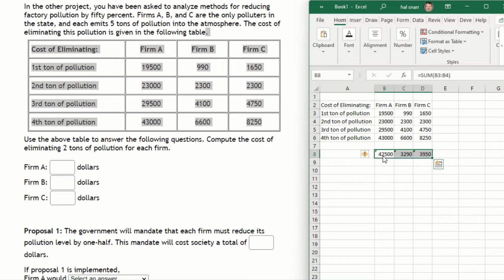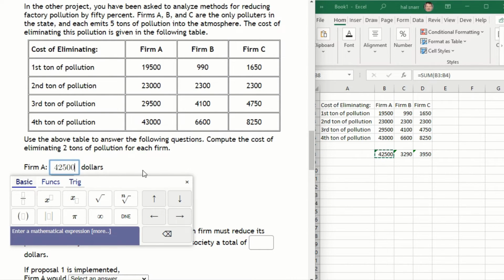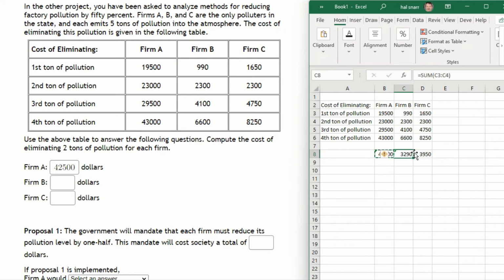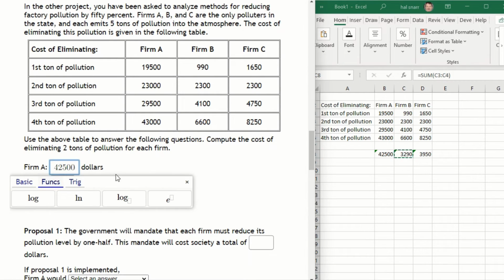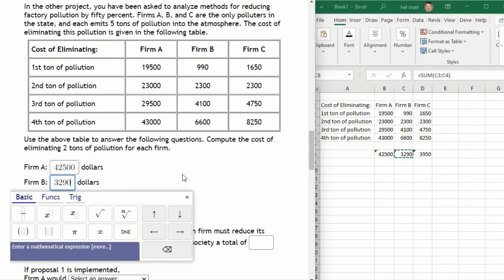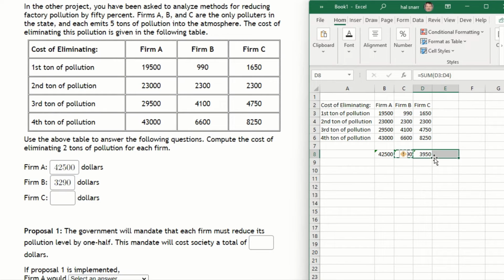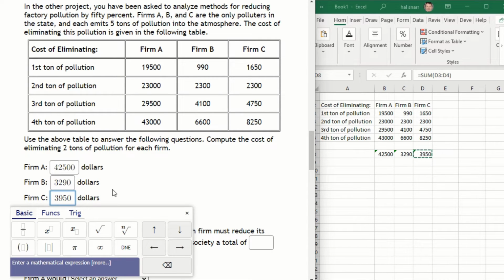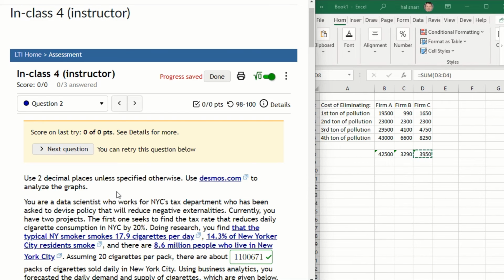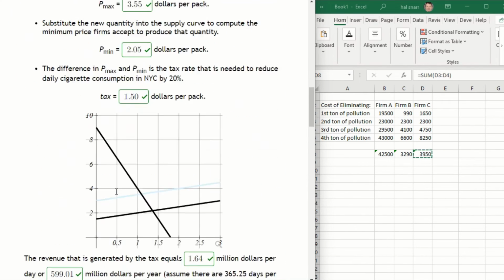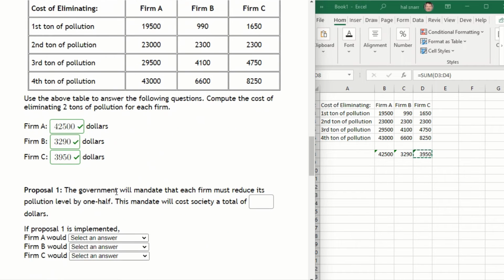So it's going to be really costly for firm B to eliminate those first 2 tons of pollution. For the newest firm, it's not going to cost much, right? It's going to be a fraction of that. And then similar for firm C, right? Again, firm A is the old established firm, right? Okay, we got those correct.